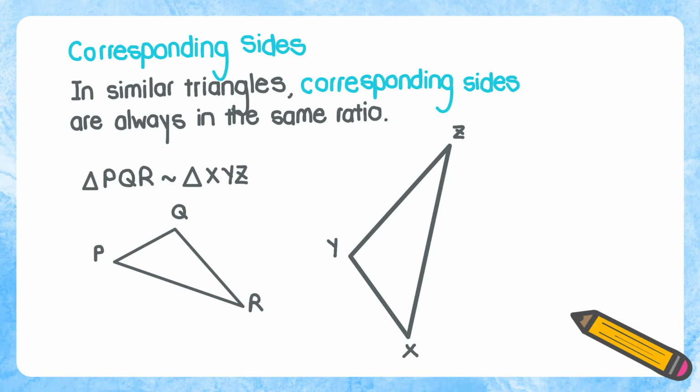In this example, triangle PQR is similar to triangle XYZ. The side PQ corresponds to the side XY in the second triangle. Again, notice how the letters are lining up in the triangle names. We also have side QR corresponding to side YZ. And lastly, side RP or PR corresponding to side ZX or XZ. Today, we'll be using this idea of corresponding sides along with the idea of scale factors to find the lengths of missing sides.